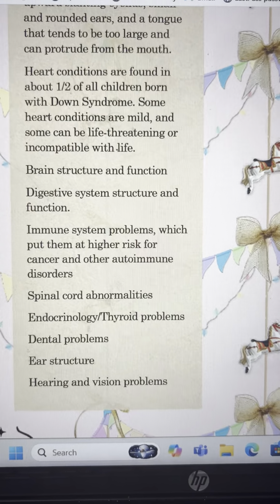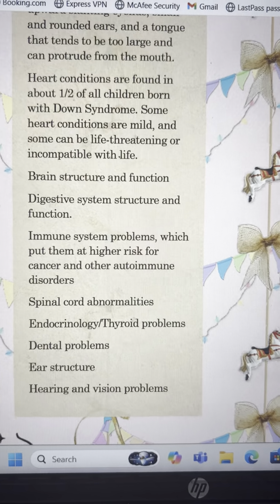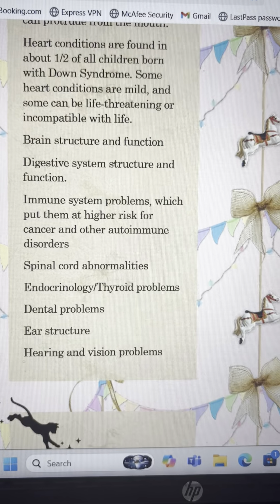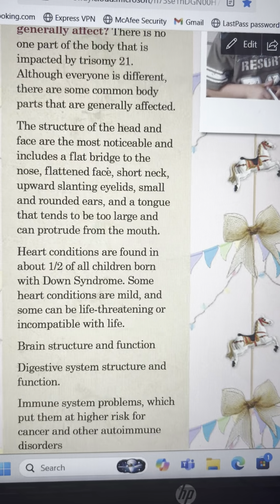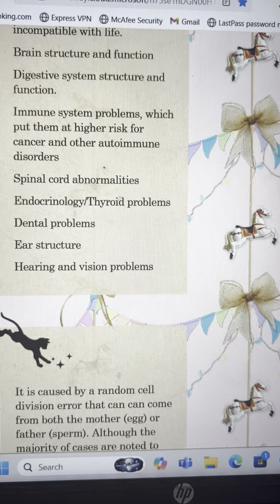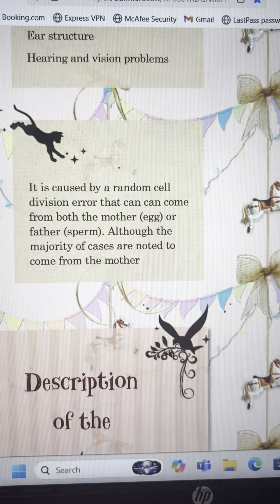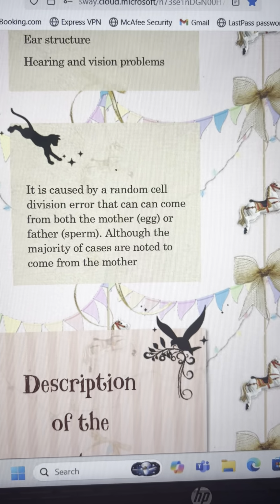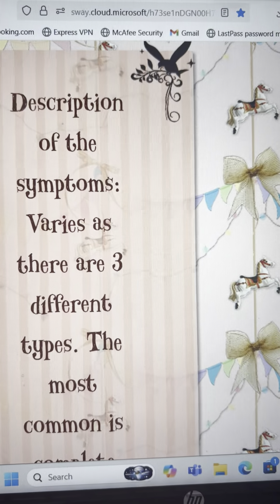There's brain structure and function issues, immune system problems, spinal cord abnormalities, thyroid, endocrinology, dental, ear, hearing, vision issues, and ultimately effects related to structural abnormalities. It is caused by a random cell division error that can come from both the mother's egg or the father's sperm, although the majority of cases seem to be associated with the egg and mother.